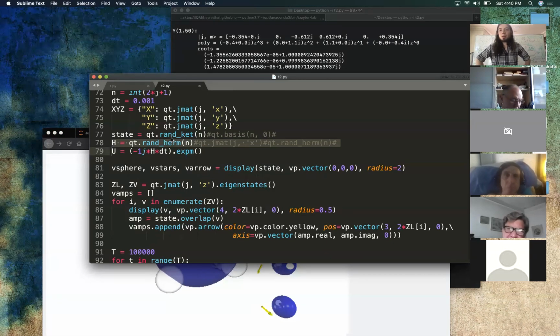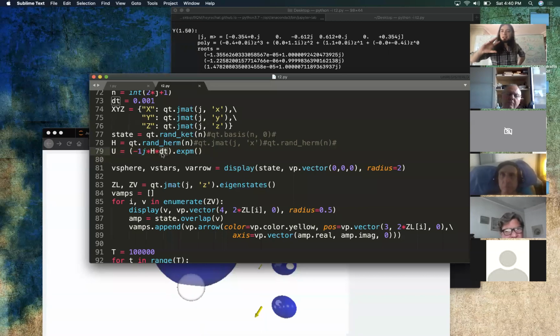It just has the right form of an operator, the kind of operator that we need. In order to do the time evolution, I just choose some little time step, dt, in this case, 0.001. And I do the matrix exponential, -i times h times dt. And so this gives me a unitary matrix that just evolves it a wee bit in time.